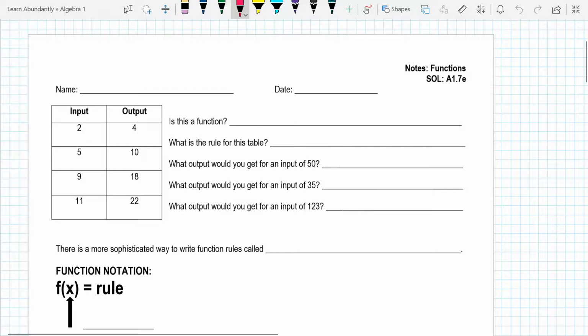Today we're going to start with function notation. And the first thing I want to do is look at a function table. We have our input and our output, and we can think about those as x's and y's. But first let's just think about input and output.